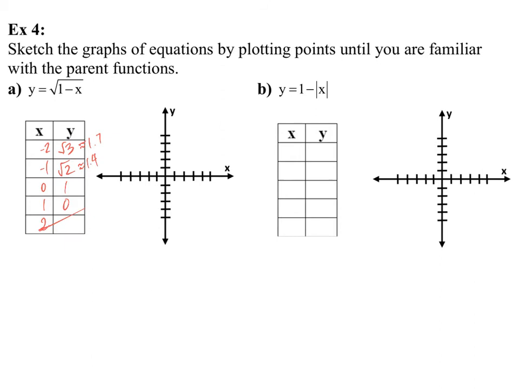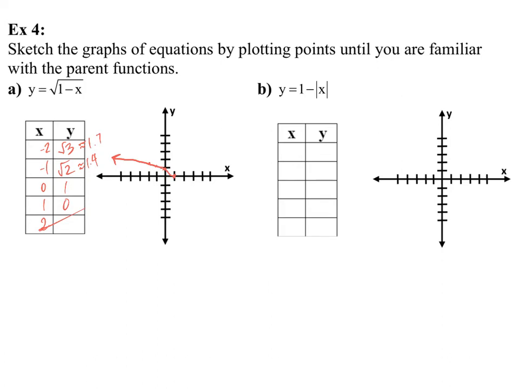So I have negative 2, and I'm up 1.7. Then negative 1, I'm up at 1.4. At 0, I'm up at 1. At 1, I'm at 0. Okay, so here we go. This is how the graph looks. All right, so it looks like a wave for the square root function.